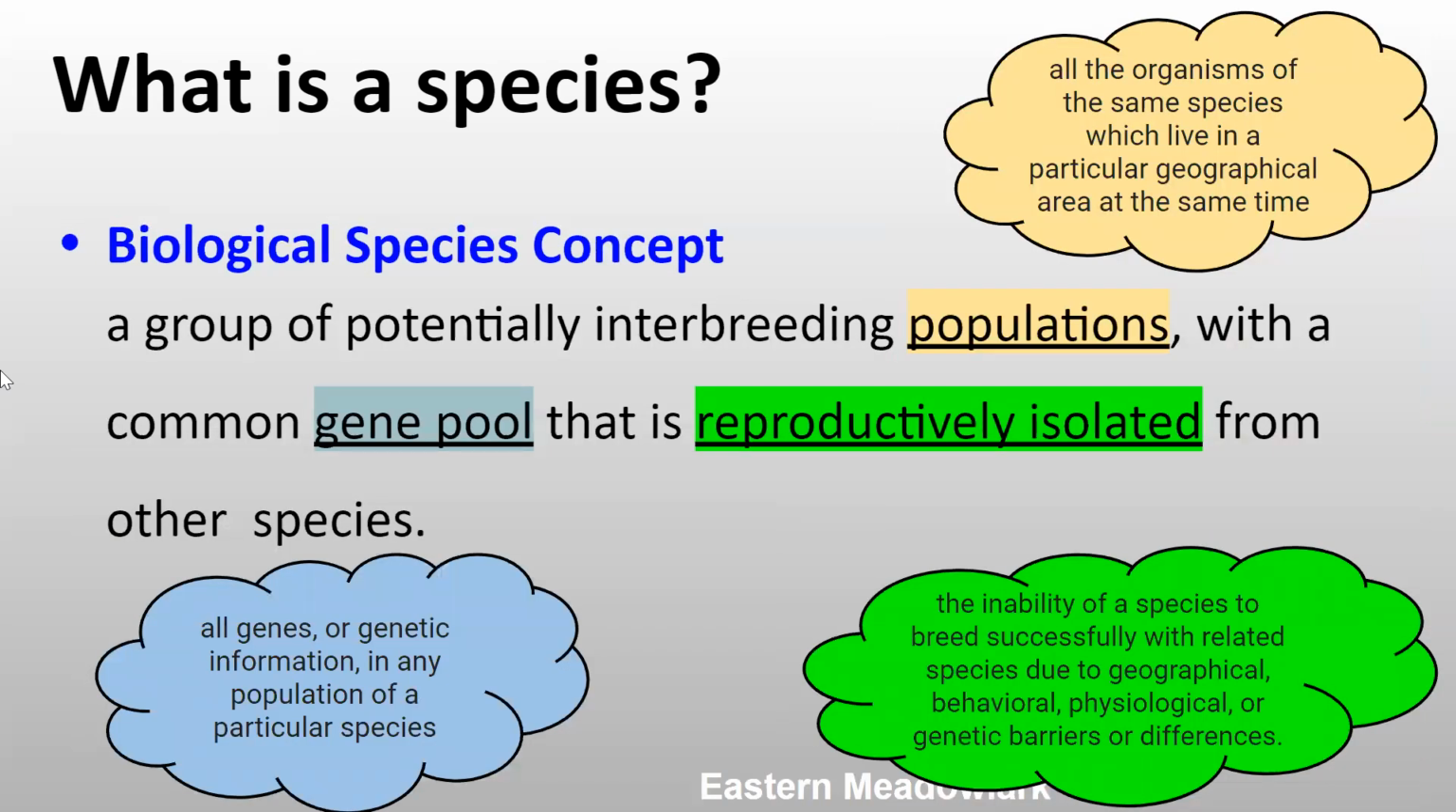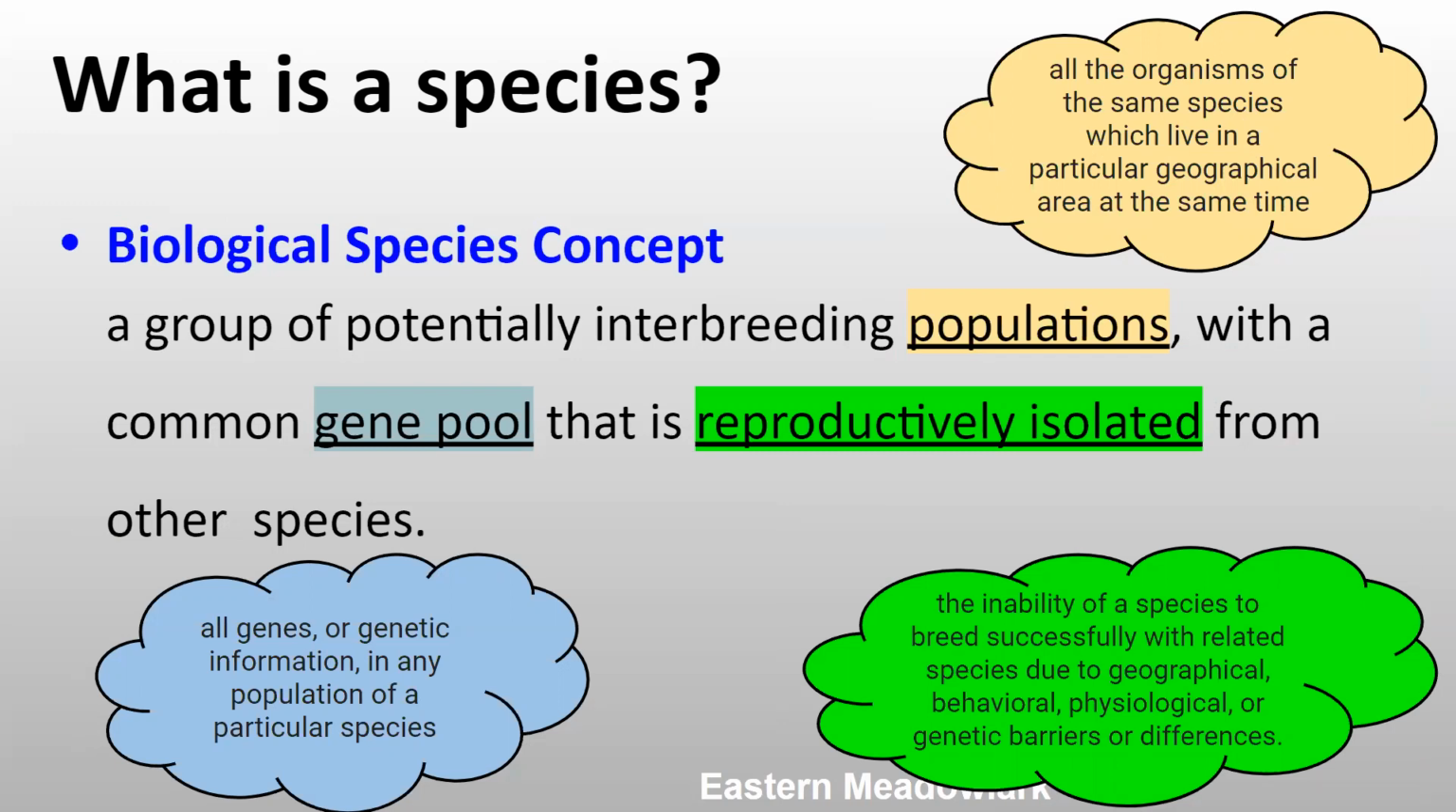A group of potentially interbreeding, meaning they could interbreed, populations with a common gene pool that is reproductively isolated from other species.